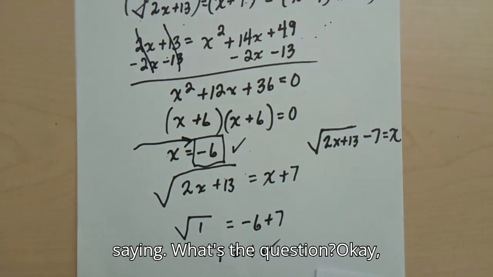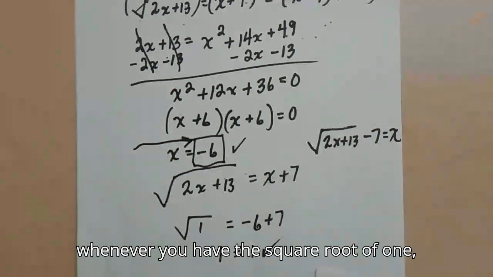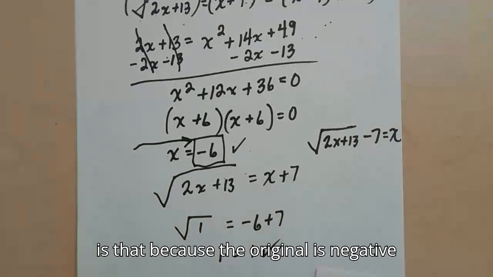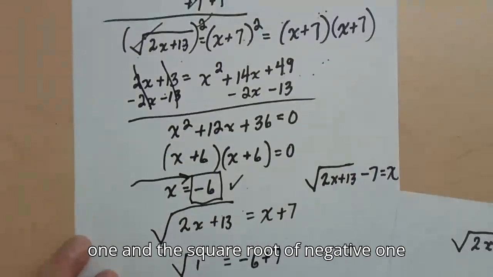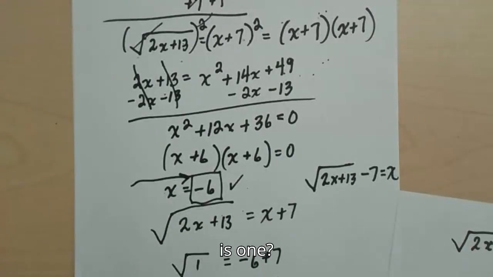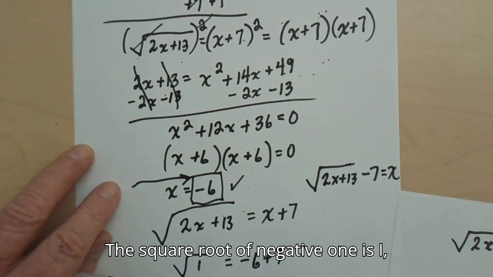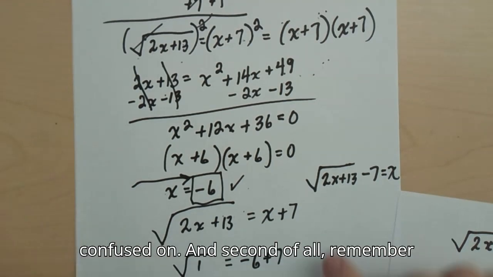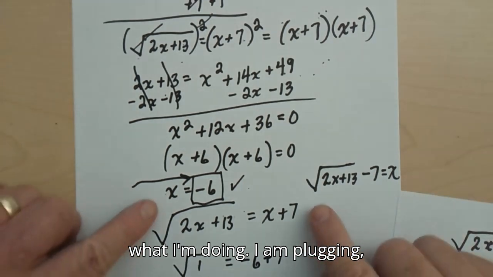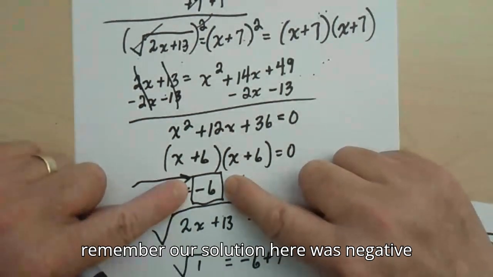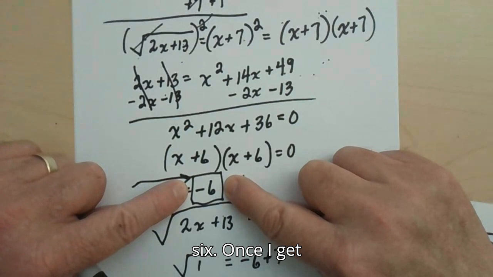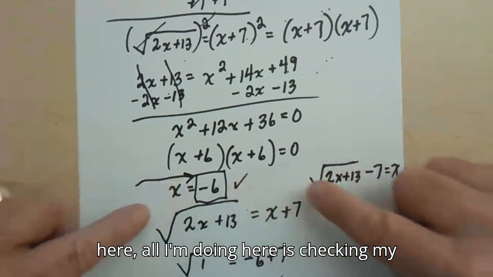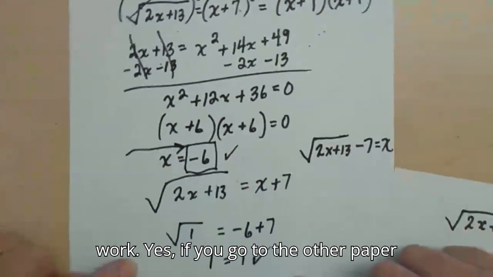What's the question? Okay, whenever you have the square root of 1, is that because the original is -1 and the square root of -1 is 1? The square root of -1 is i, first of all. Well, that's what I was confused on. And second of all, remember what I'm doing. I am plugging, remember our solution here was -6. Once I get here, all I'm doing here is checking my work.